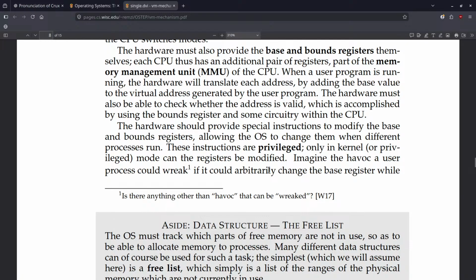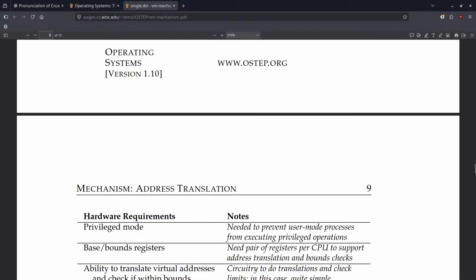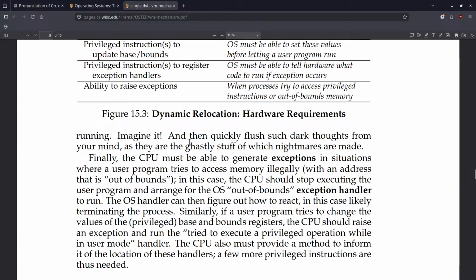If a user process could ever change the base register while running, imagine it. And quickly flush such dark thoughts from your mind, as they are the ghastly stuff on which nightmares are made.